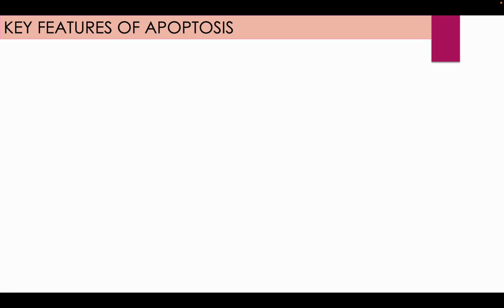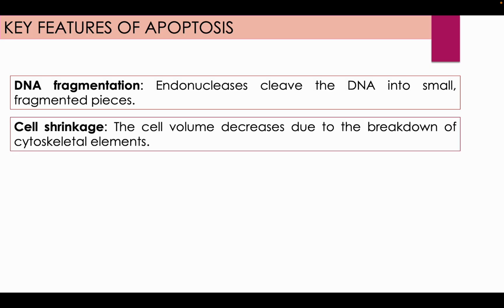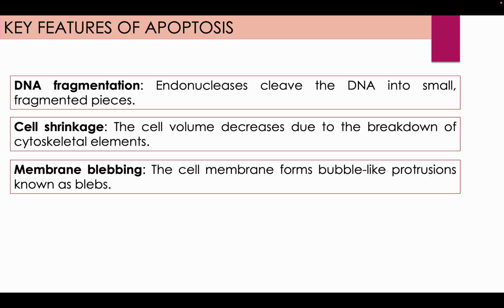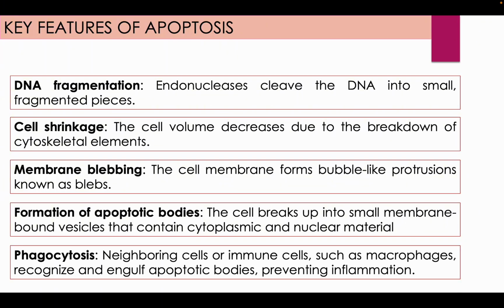Now, what are the key features? What are the key features of apoptosis? The first one, we have the DNA fragmentation. The second is the cell shrinkage. We have membrane blebbing, formation of apoptotic bodies, and we have phagocytosis. So, these are the key features of apoptosis, or of programmed cell death.